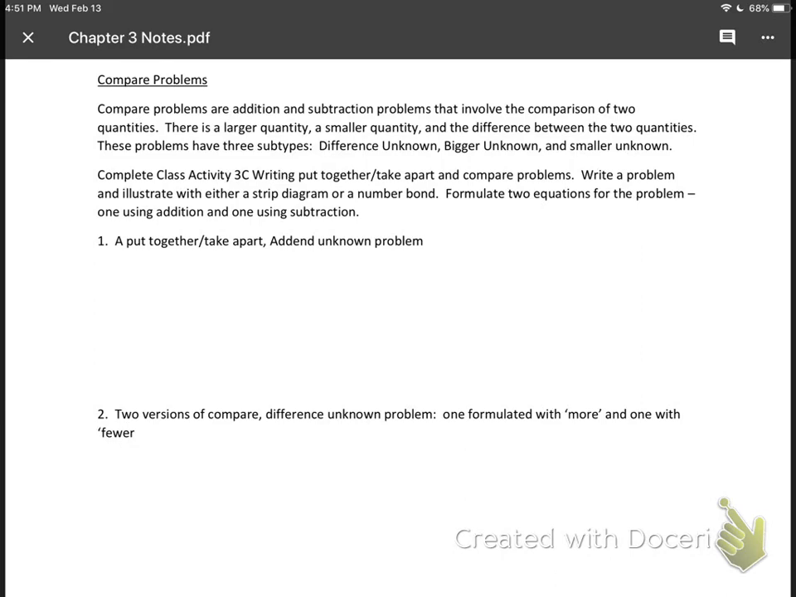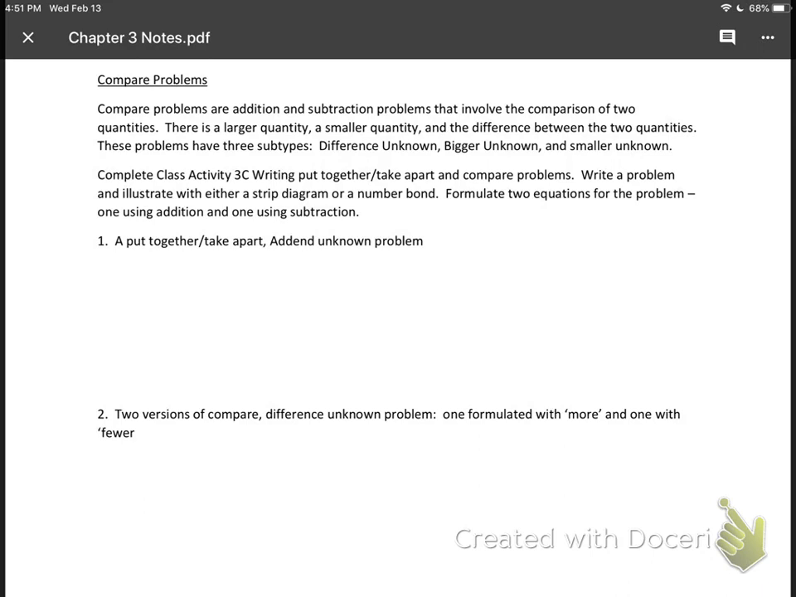So I typed up a little explanation about compare problems. So compare problems are addition and subtraction problems that involve the comparison of two quantities. So there's a larger quantity, a smaller quantity, and the difference between the two quantities. So we have 3 different types of problems here. So you have difference unknown, you have bigger unknown, and you have smaller unknown.